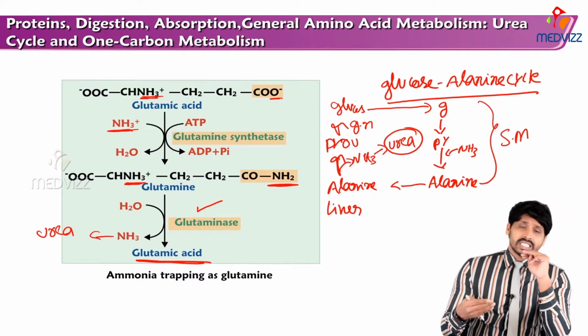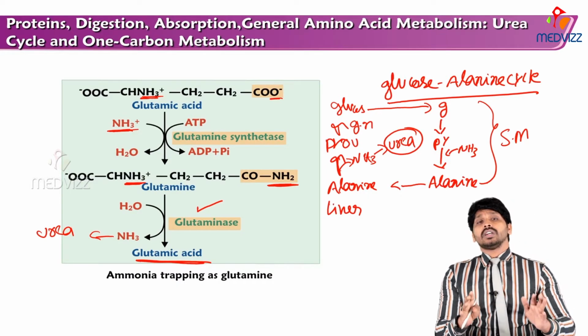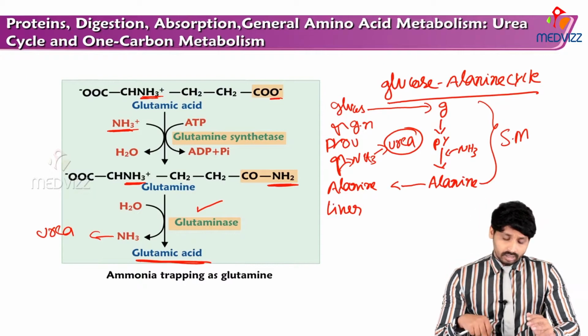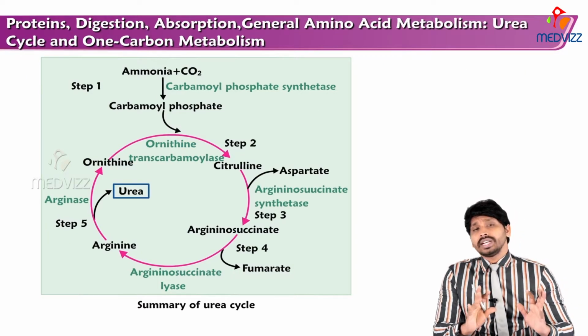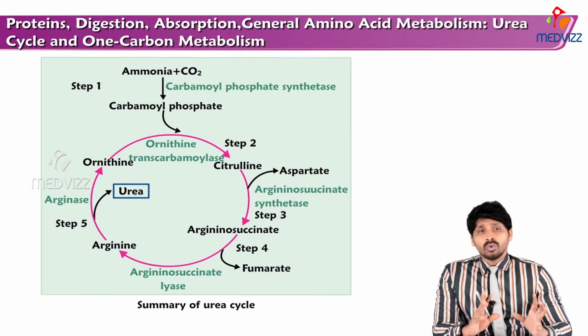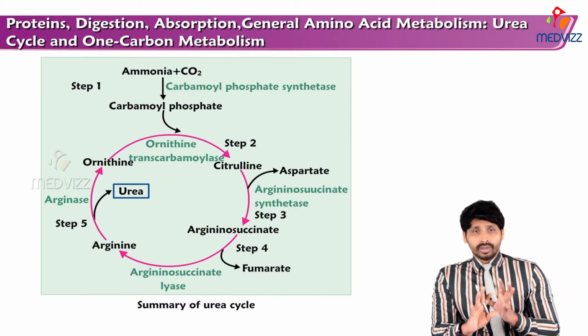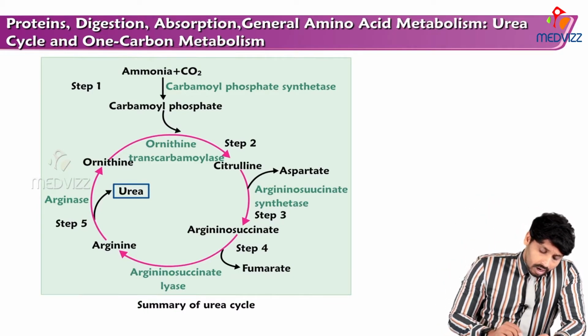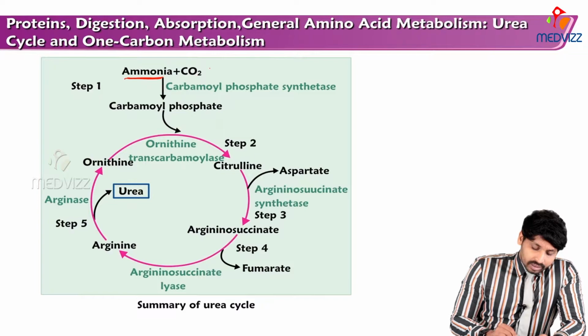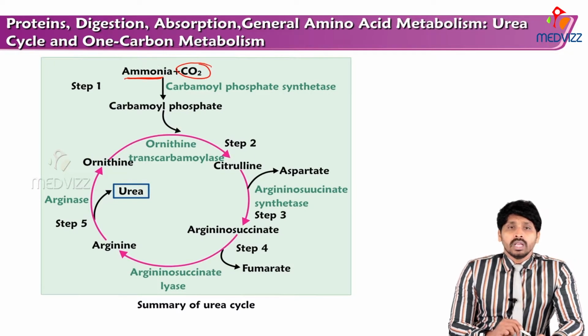Okay, so now we will see the fate of liberated ammonia in liver cells. As we discussed, the liver is the detox center, and how does it detoxify the liberated toxic ammonia? Here, ammonia combines with carbon dioxide to form carbamyl phosphate.